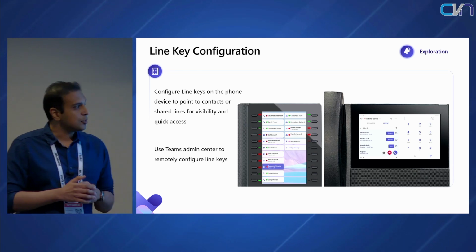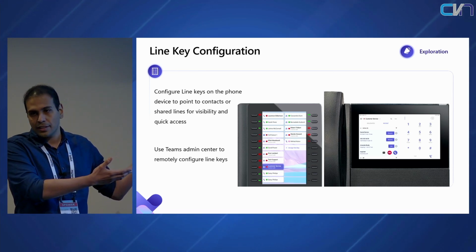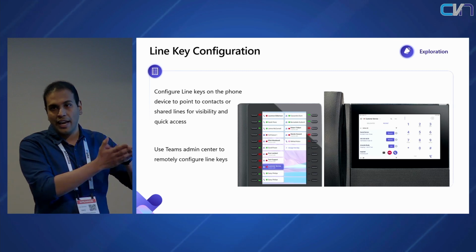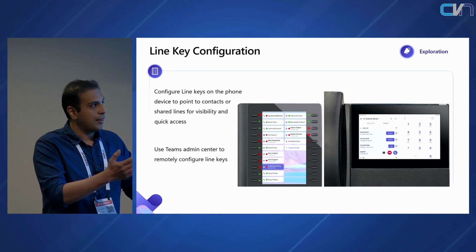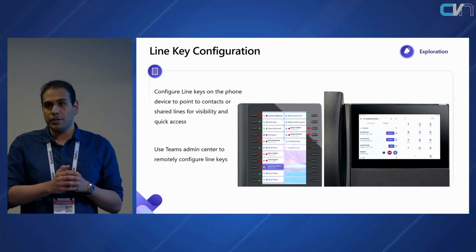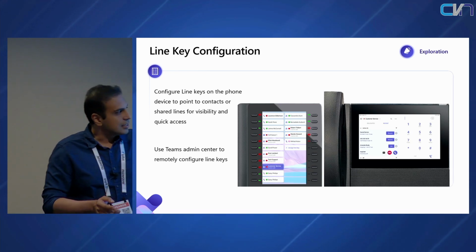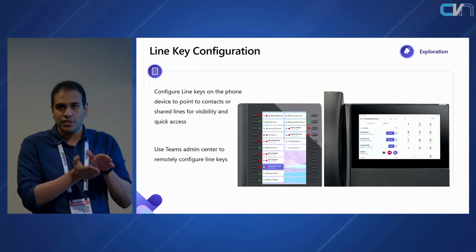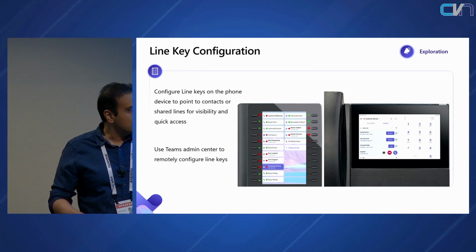The second thing is, once you have a shared line, similar to the scenario I just explained, where you actually have customer service, which is the main store number, and let's say you have a bunch of other delegates, like electronics department or shift manager. You can configure this line key to point to a specific shared line, and you can get a quick visual of the line.